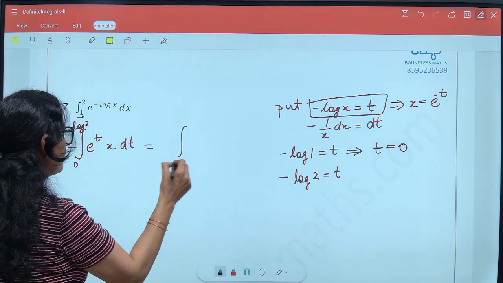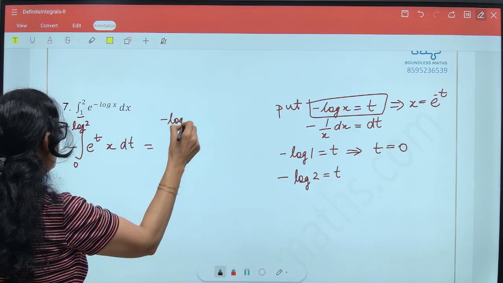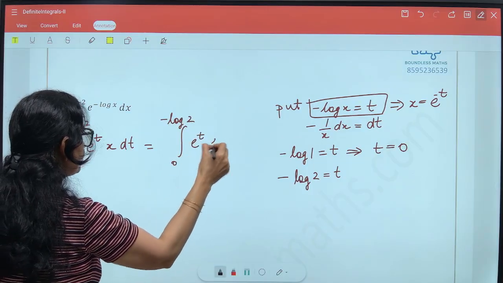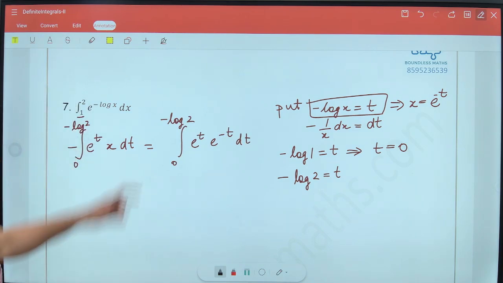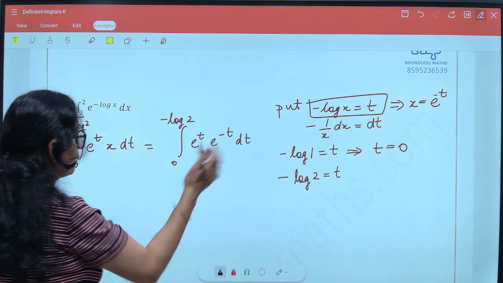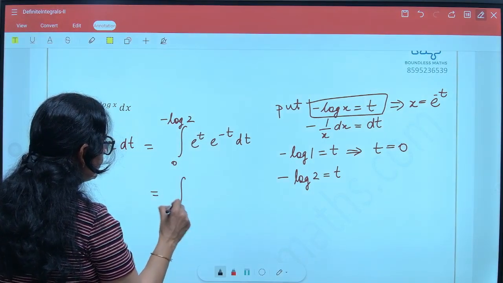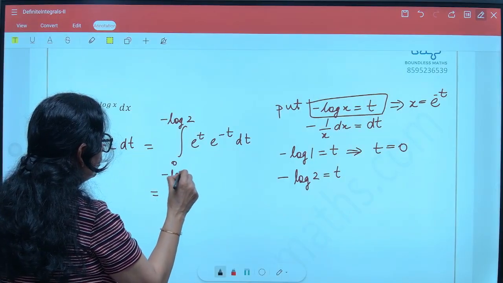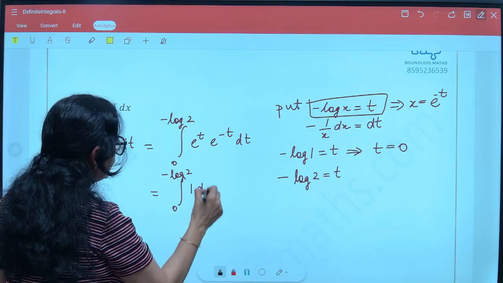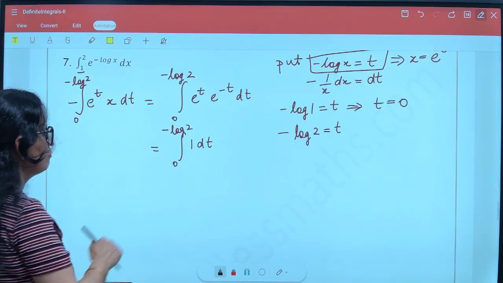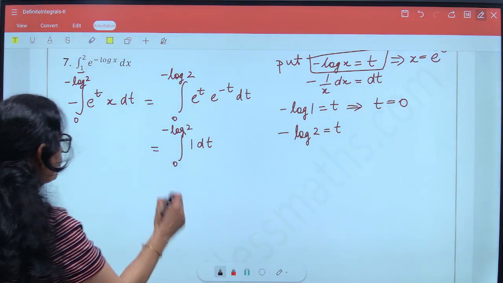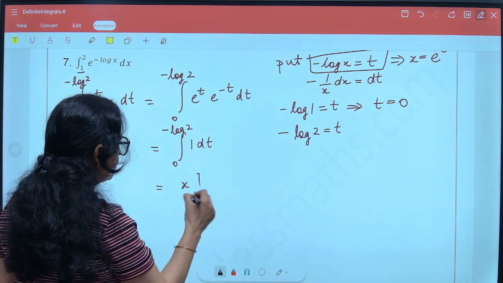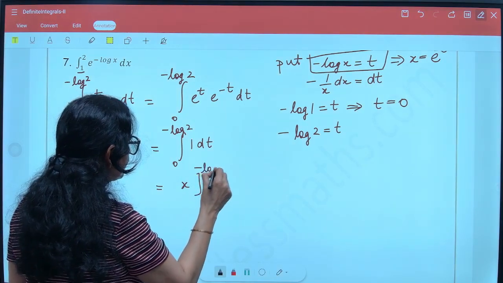So this entire expression becomes integral of e raised to power t into e raised to power minus t dt. Now e raised to power t into e raised to power minus t becomes 1. So it is the integral of only 1 left now. Integral of 1 dt with respect to t, and the limits are 0 and minus log 2. So what is the integral of 1? It is t limited by 0 and minus log 2.